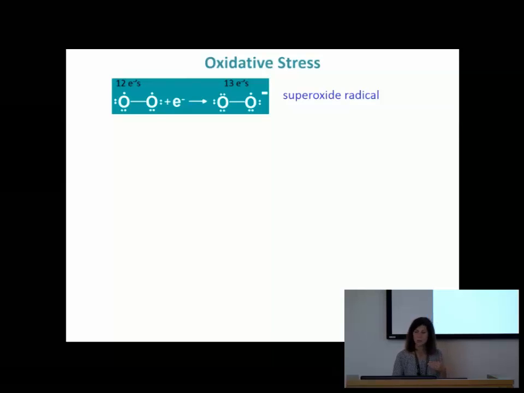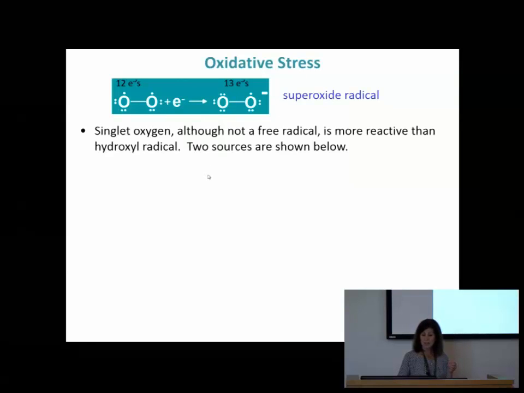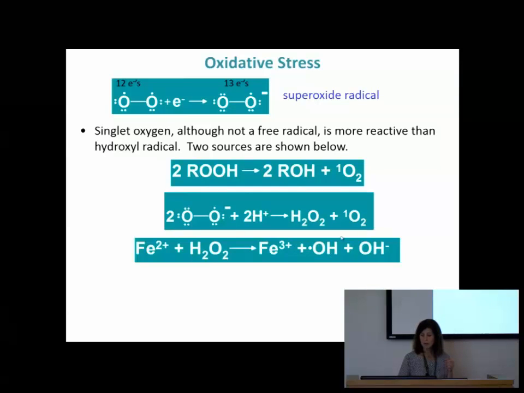So our Lewis dot structure is kind of weird. Go back and take a look at molecular orbital theory to explain the actual structure of oxygen. Because of that, it can really accept that one single electron and become a radical. It's not a free radical, but it's more reactive than the hydroxyl radical. I'm going to focus on this hydroxyl radical. There's a little bit more information on the slides than I really need. I'm going to focus on this one because it's really what we're worried about.